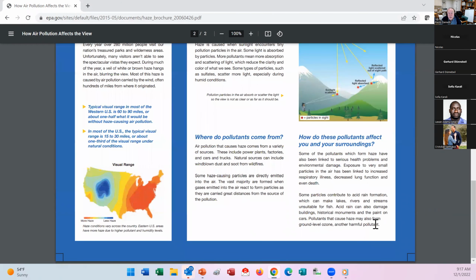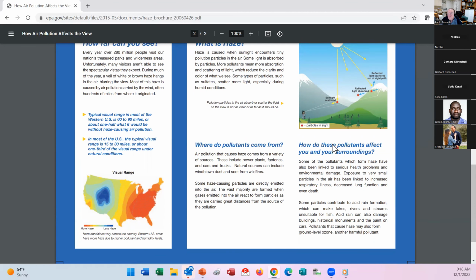And this is the figure. This map here shows where we have more problems of visibility and less problems. Of course, more problems in the east than the west, because visibility impairment is related to the density of population, among other things. So, for example, the east is more populated than the west, and Los Angeles, of course, here is more populated than the rest of the west.